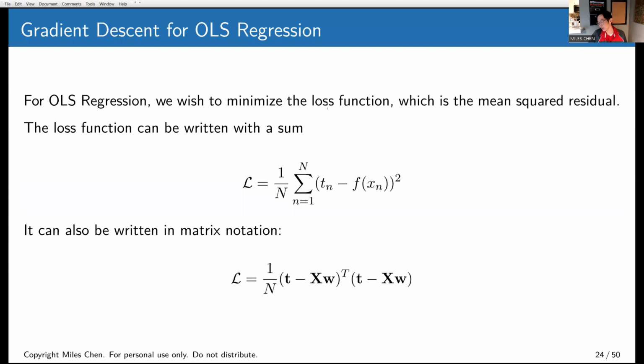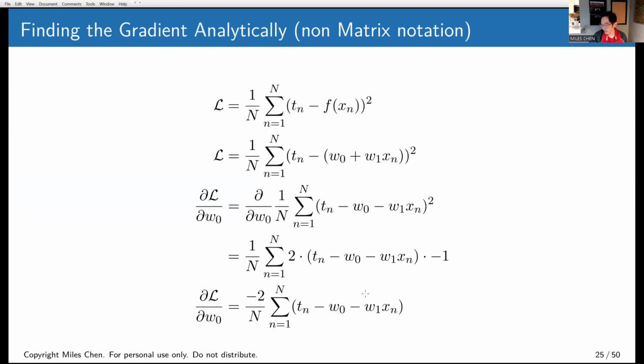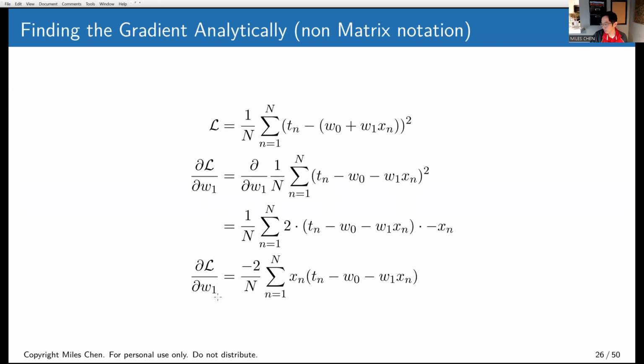All right, so for OLS regression, this is what we have. Our loss function is what we've been doing, the mean squared errors, mean squared residuals. In matrix notation, it's T minus XW transpose times T minus XW. This gives me a 1 by 1 scalar value. And if we wanted to, we could find the gradient analytically, and we would get the gradient of the loss function with respect to W0 to be this quantity, and the gradient of the loss function with respect to W1 is this quantity. Okay.